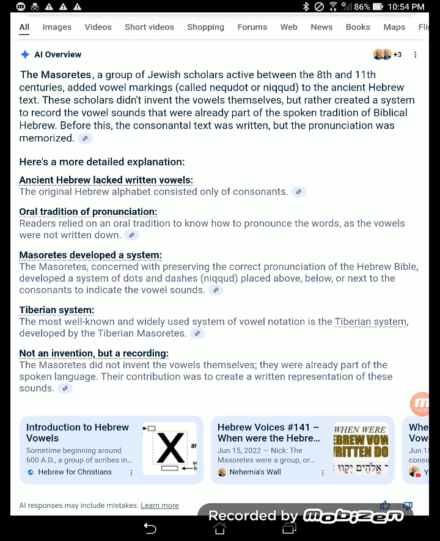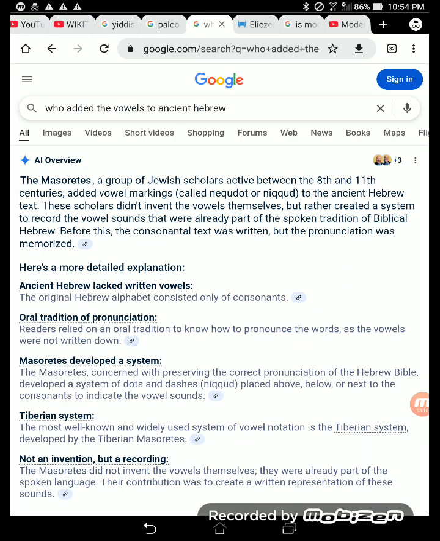The Masoretes, a group of Jewish scholars active between the 8th and 11th centuries, added vowel markings. So this vowel system was added. And then, later on down the road, this guy here, Eliezer ben Yehuda, actually made the language up out of thin air. And now that's what people speak today. And these are really Edomites. They're Khazars.